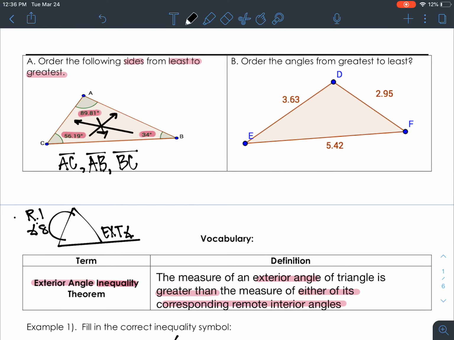Okay. So on the next one, all right, it says order the angles from greatest to least. All right, this time I'm ordering the angles, all right, and I'm going in the opposite direction. I'm ordering them from greatest to least, okay?